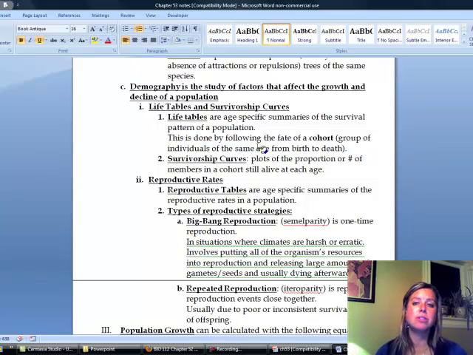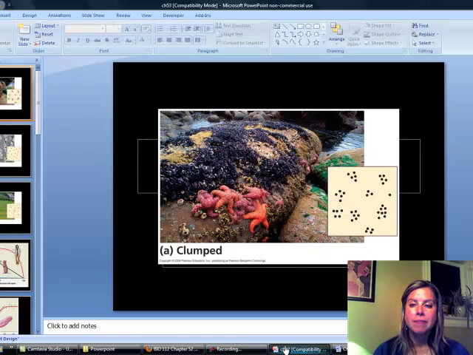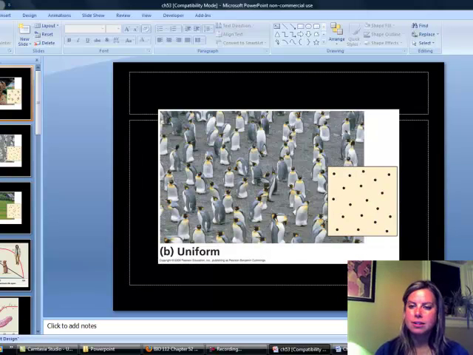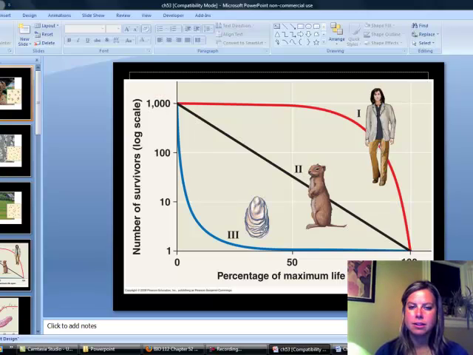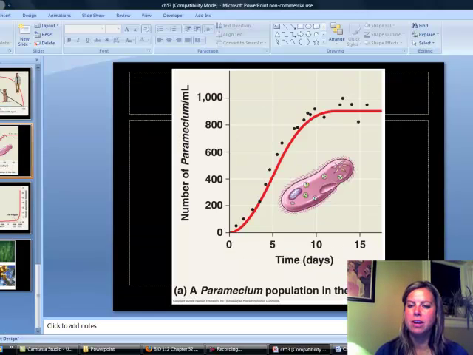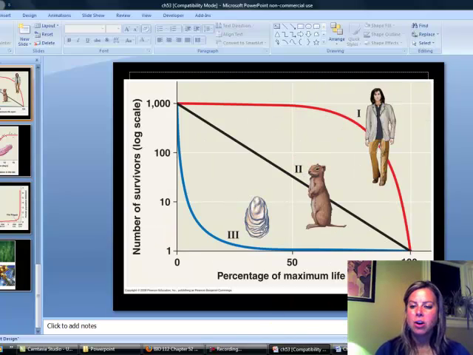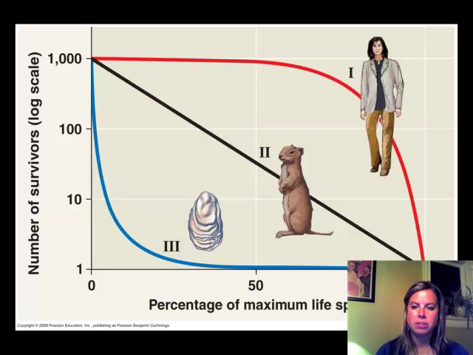And then what you can also do from that is plot what's called a survivorship curve. And I have a picture of that. Okay, so this is showing a survivorship curve right here. What this shows you is that there are basically 3 curves that can happen. So this oyster here is going to follow a type 3 survivorship curve.